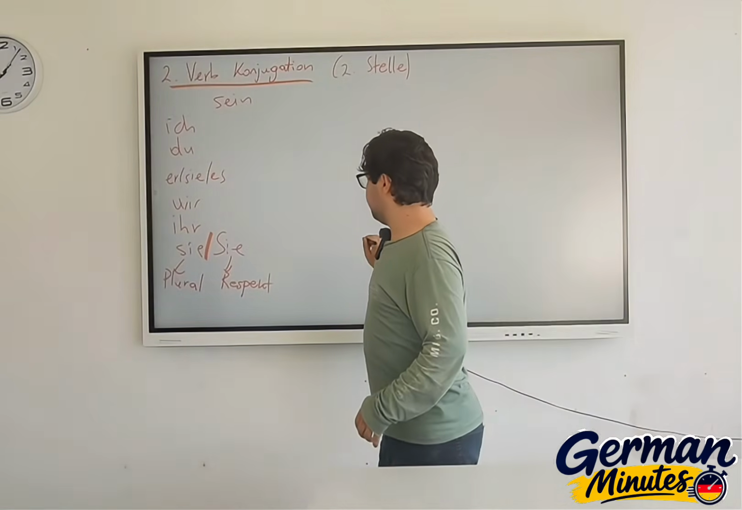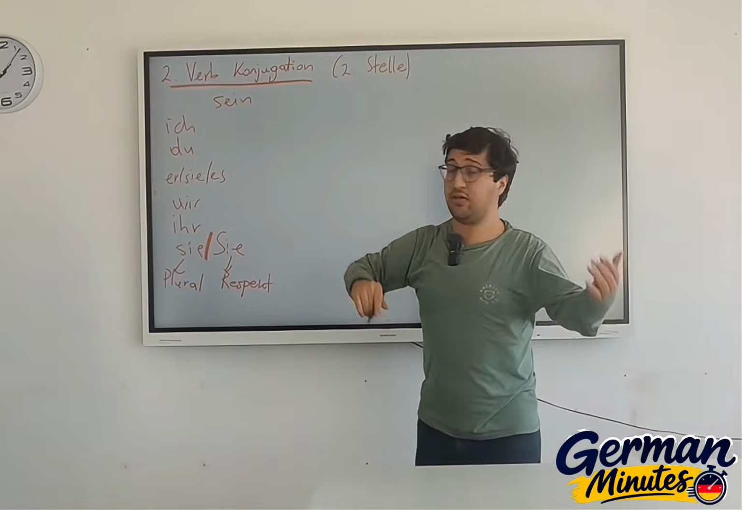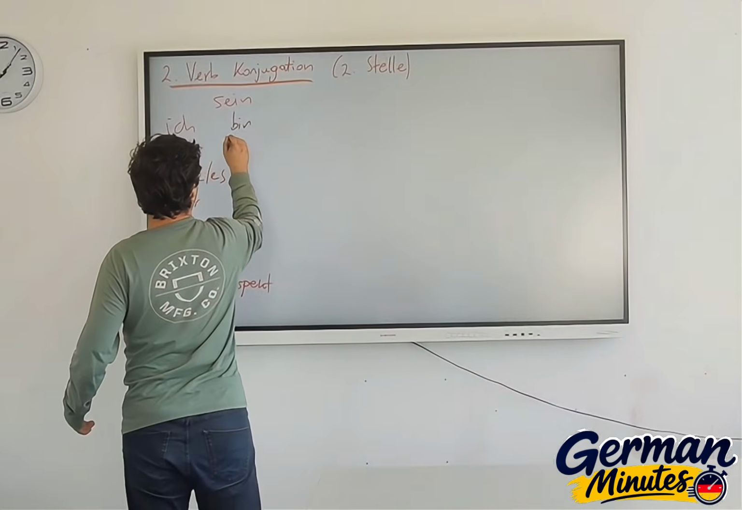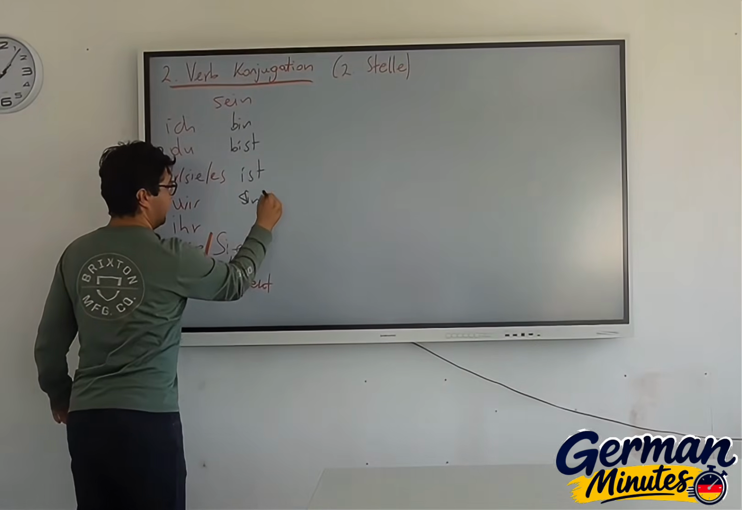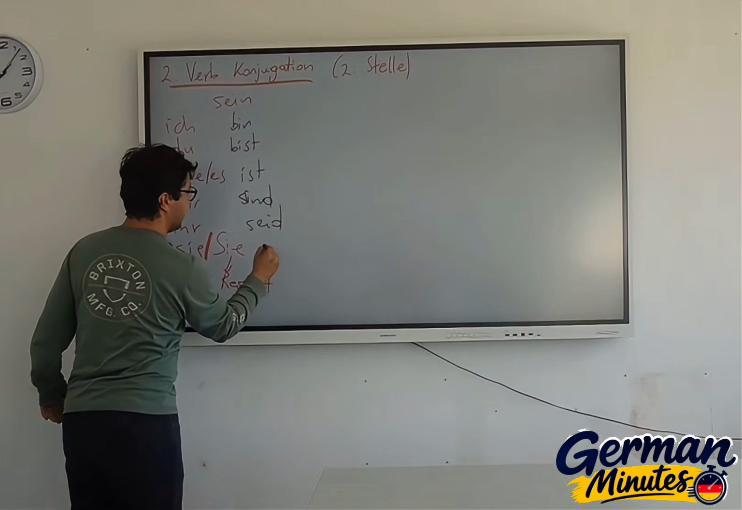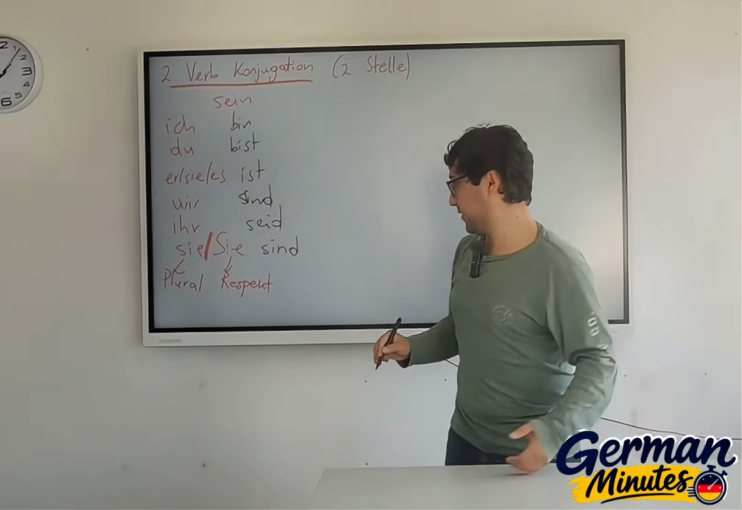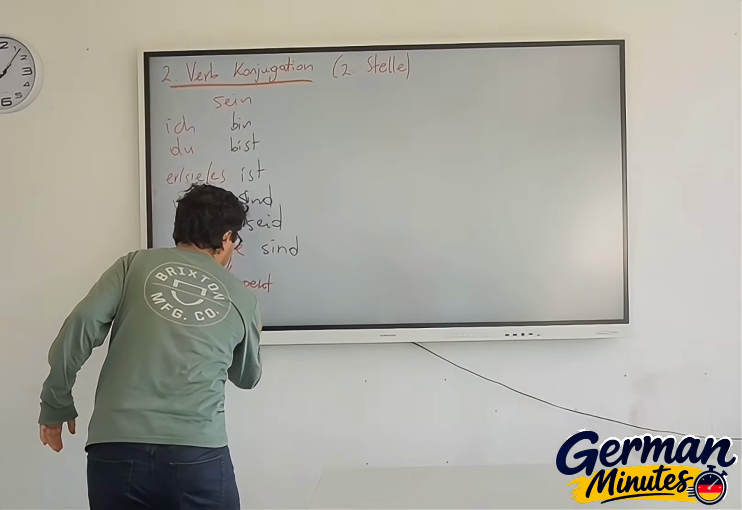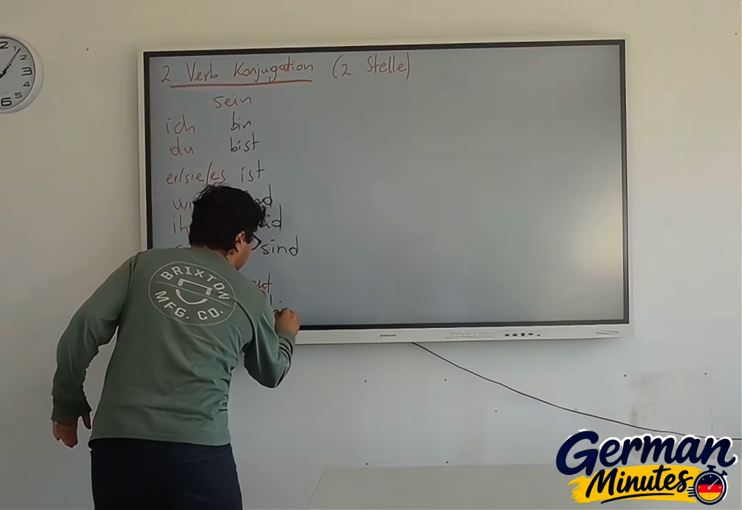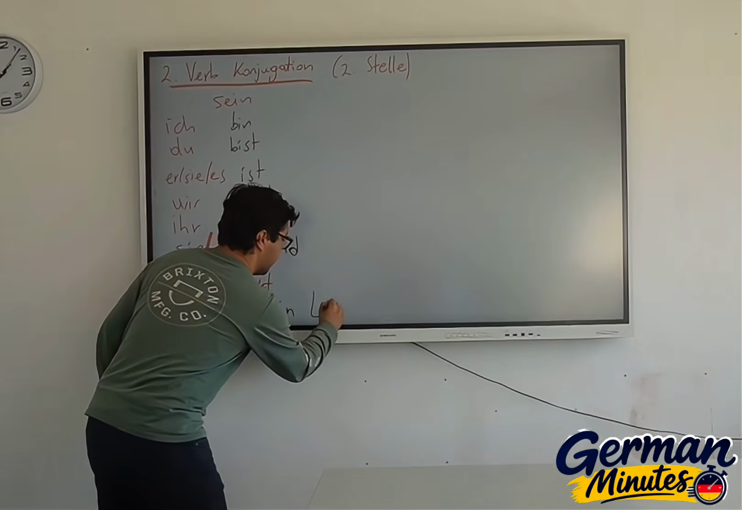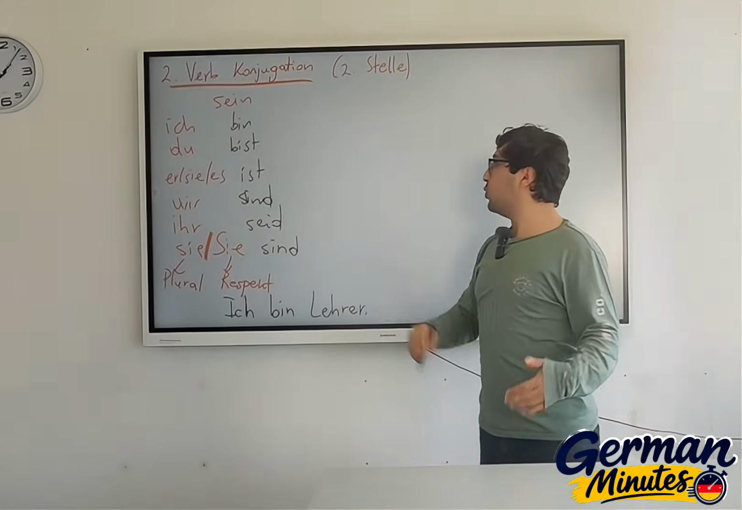For sein, we have this conjugation that is different than others. We say ich bin, du bist, er, sie, es ist, wir sind, ihr seid, sie sind. When I say, ich bin Huseyn, I can say, ich bin, or ich bin Lehrer, ich bin Ingenieur, and so on. We can say it with ich bin.